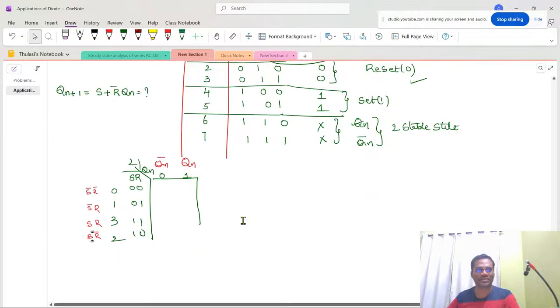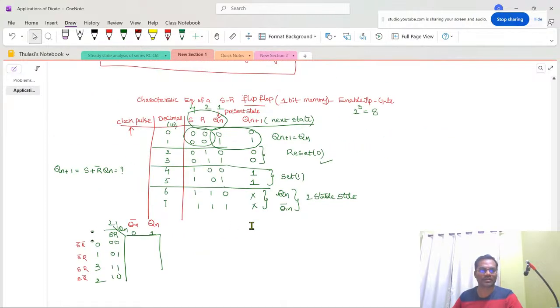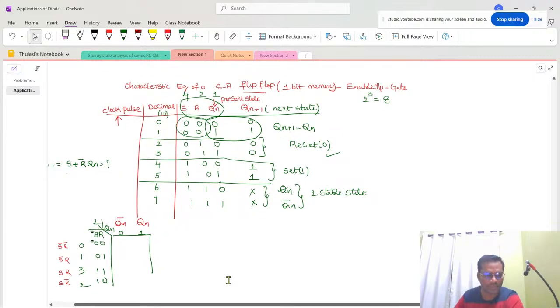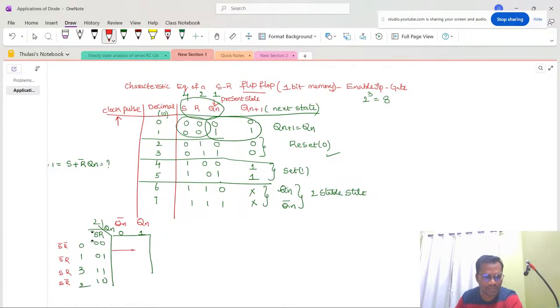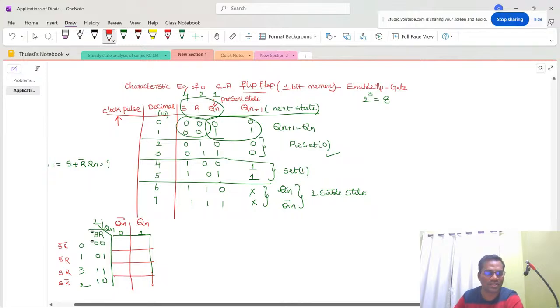Coming to the mapping, here we are going to have the columns. Let us draw the lines for each individual column. SR is 0, 0 and Qn is 0, then the output is 0. SR is 0, 0 and Qn is 1, the output is 1. And SR is 0, 1 with Qn as 0, the output is reset. With 0, 1 and Qn as 1, you are going to get 0.